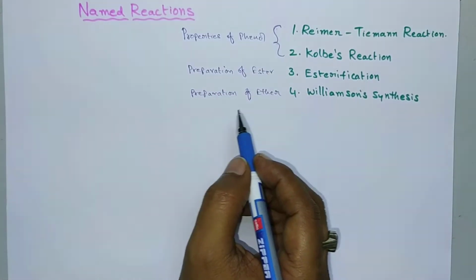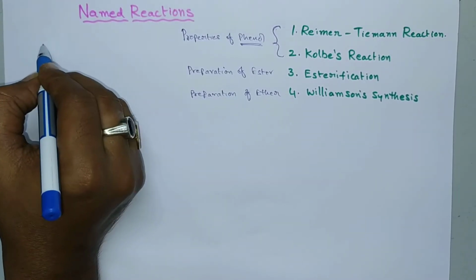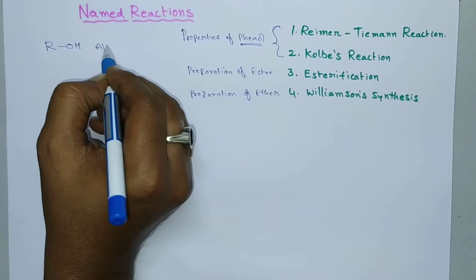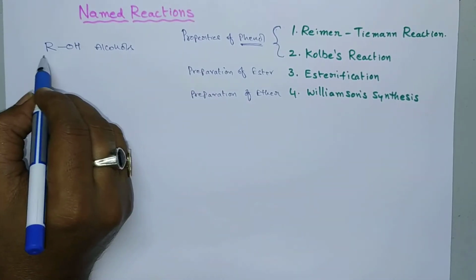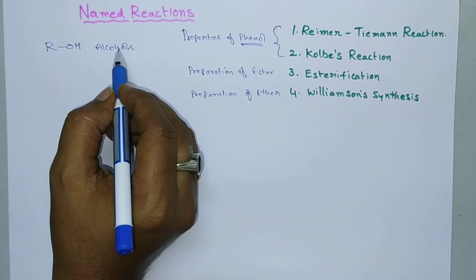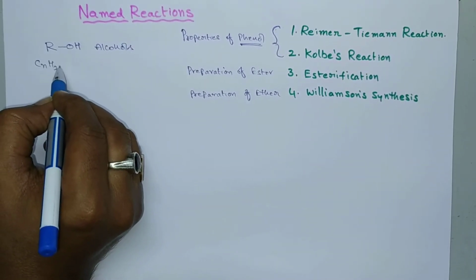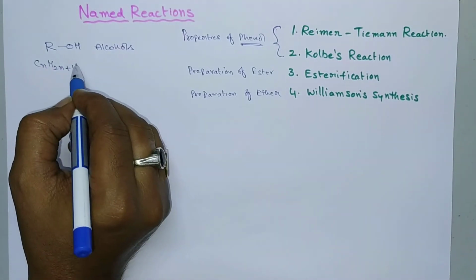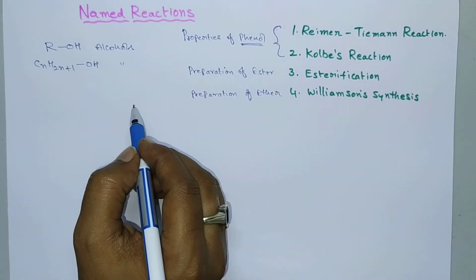So what are these functional groups? Phenols. Generally, if an OH group is attached to an alkyl group, then those are called alcohols. You know very well alkyl group means it will exhibit the general formula CnH2n+1. So here CnH2n+1 and OH. These are nothing but alcohols.